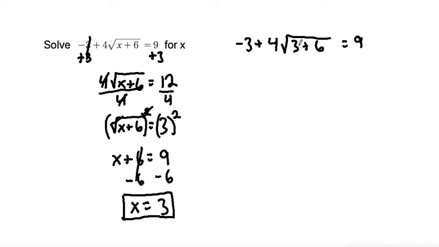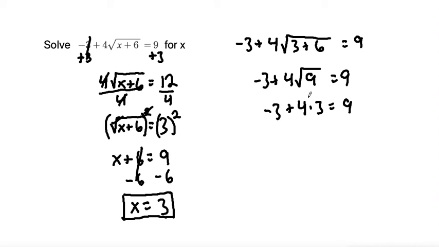Let's simplify under the radical first. So 3 plus 6 is 9. That gives us negative 3 plus 4 times the square root of 9 is equal to 9. The square root of 9 is 3. So negative 3 plus 4 times 3 is equal to 9. And 4 times 3 is 12. Negative 3 plus 12 is equal to 9.